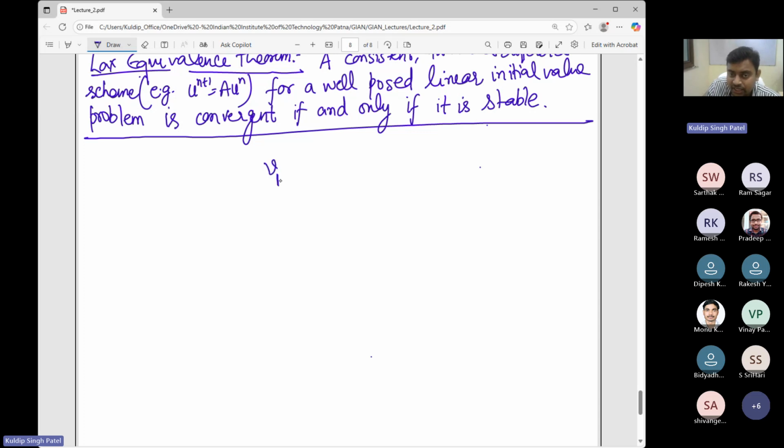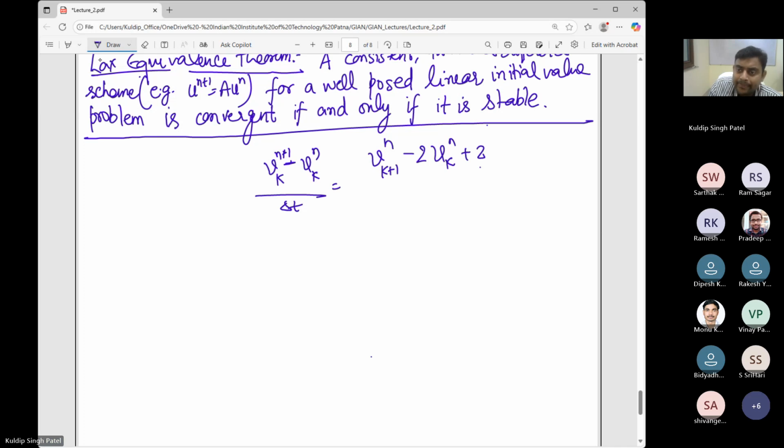Can you quickly recall that (V_k^(n+1) - V_k^n)/Δt equals (V_(k+1)^n - 2V_k^n + V_(k-1)^n)/Δx². This is one; this we have been doing. Let us suppose, I'm not going into detail, that this is not convergent. So what people did is that the equation is the same, they just changed it a bit.